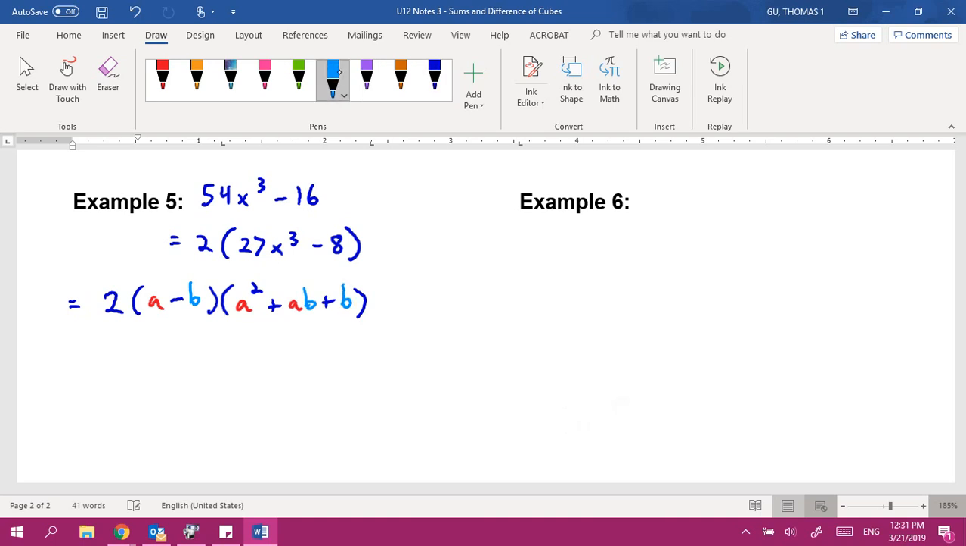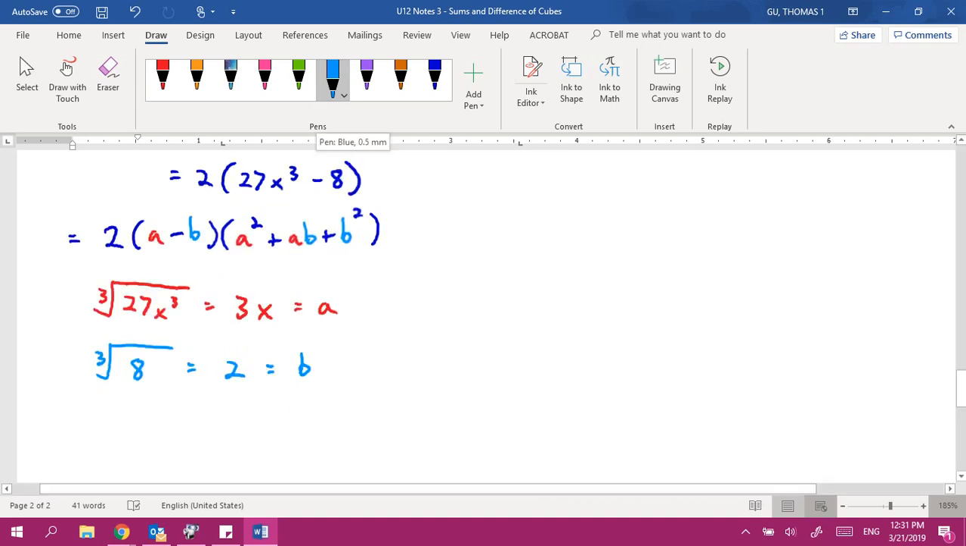Okay, so now we're going to find a and b so we can write our answer. So we're going to take the cube root of what? What are we going to take the cube root of this time? 27x cubed, which is 3x. That's right. That's going to be our a value. Then we're also going to take the cube root of 8, which is 2, and that's going to be our b. So a is 3x and b is 2.